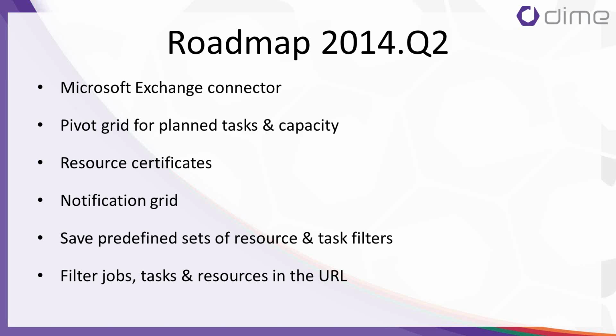Then some smaller ones. We will introduce resource certificates, where you will be able to assign certain certificates to a resource, and that will also be available then in the resource selection when you're going to plan. You will see also a notification grid, and with that we mean that if, for example, you planned something on the plan board and the back-office application has some warnings or errors with that, you could send those back to the plan board, and then the planning user will see them appearing in a notification grid saying, okay, that and that and that is not correct, please update it.